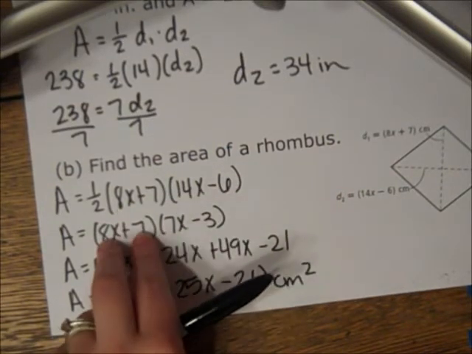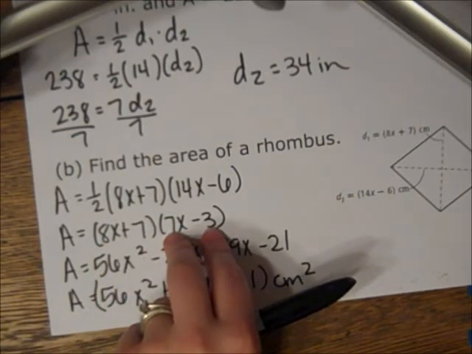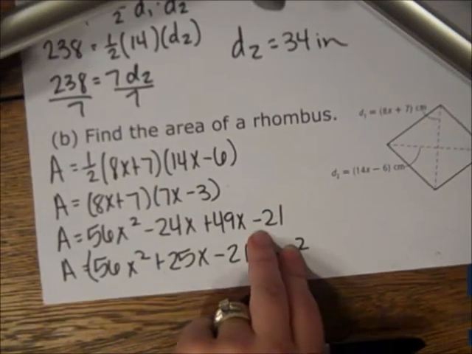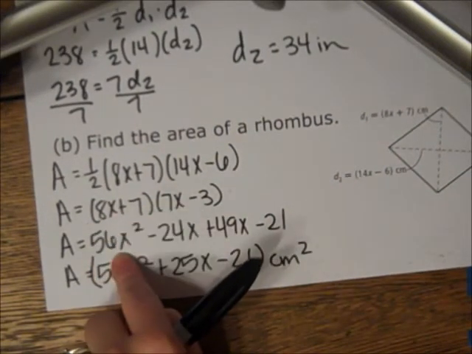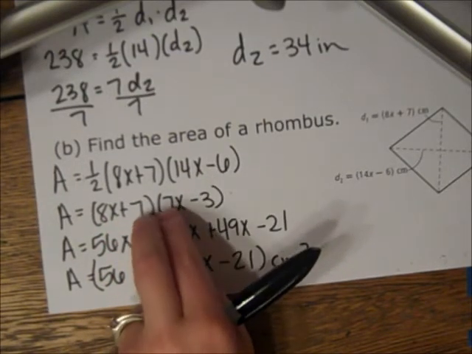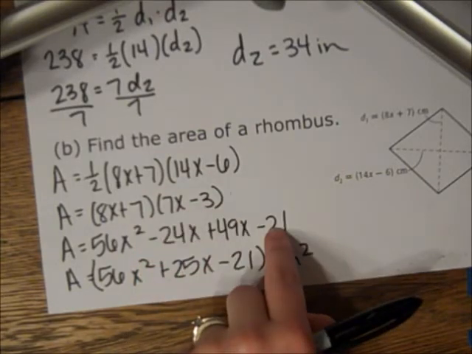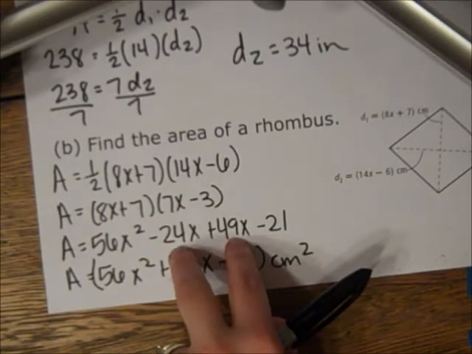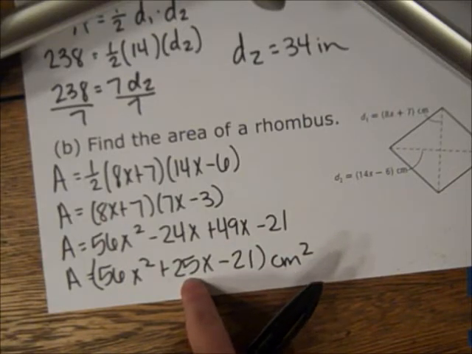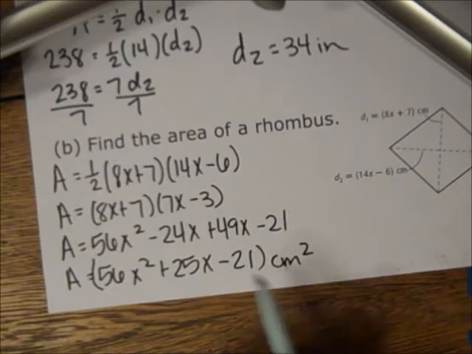So that's what I did. I left the 8x plus 7 alone, distributed the 1/2, so I got 7x minus 3, and then I could just FOIL. Remember FOIL from Algebra 1. First is 56x squared, outside is negative 24x, inside is 49x, and last is negative 21. Combine your two linear terms and you get 25x, and then that is it. 56x squared plus 25x minus 21 centimeters squared.